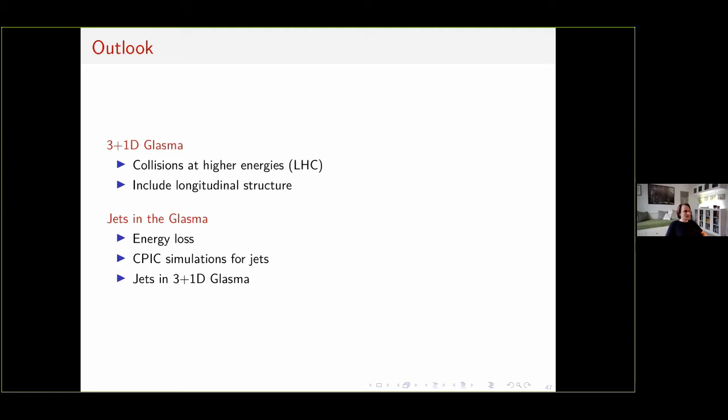So it would be interesting in the 3D Glasma to go to LHC energies, include longitudinal structure. And for jets, we only looked at momentum broadening, not energy loss. One could do full CPIC modeling of this if you want. And of course, jets would also be interesting in the 3D Glasma. Thank you.